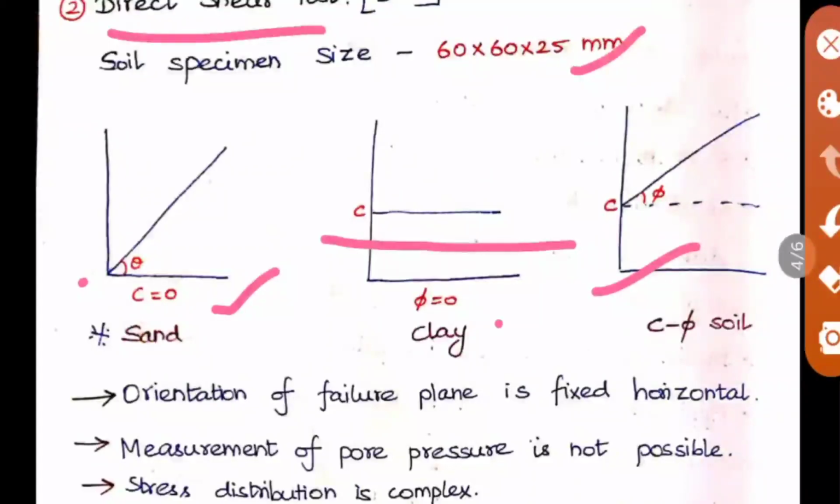So here the orientation of the failure plane is fixed horizontal. So in the test apparatus also we will be applying the forces, or the movement of that box will be in a horizontal only, so it is fixed. So this is the assumption of this method, and the measurement of pore pressure is not possible here, so there is no way to deal with the pore pressure in this method, and the shear distribution is complex in this method.